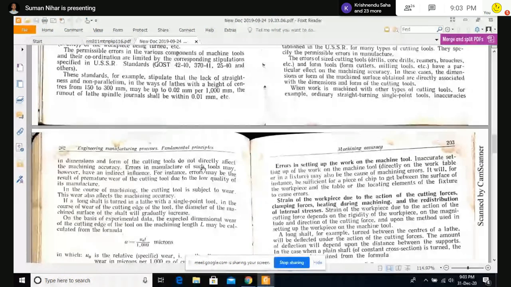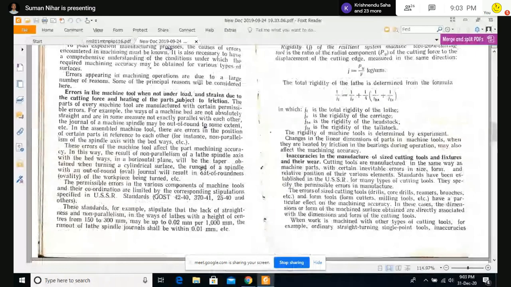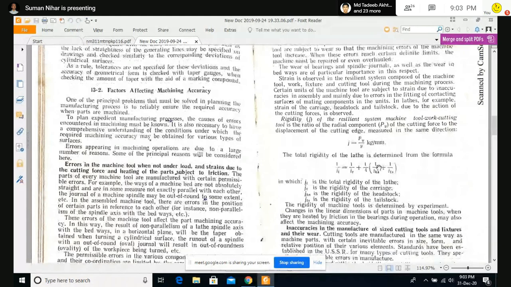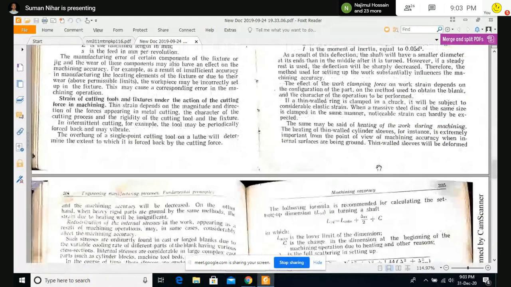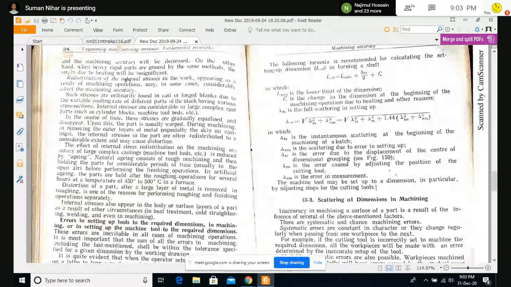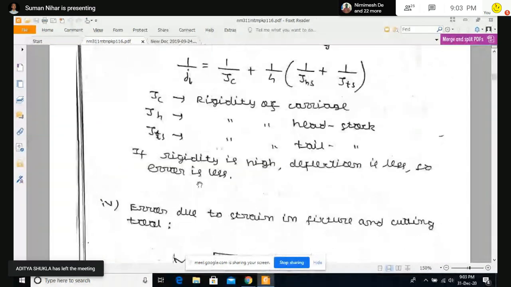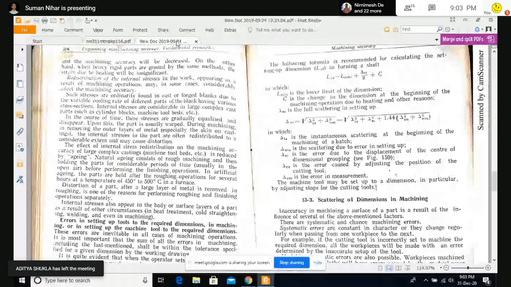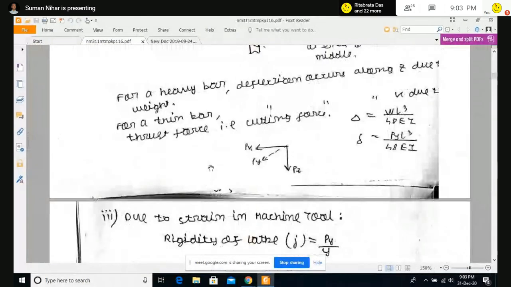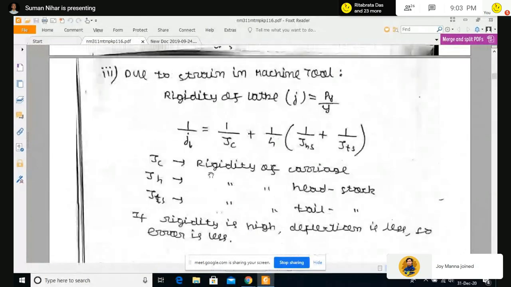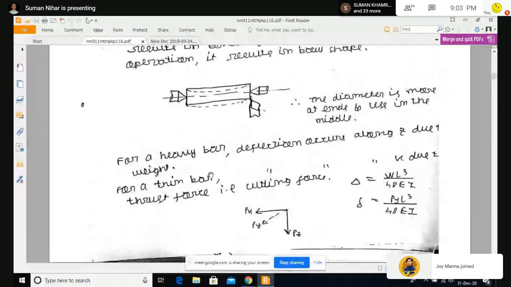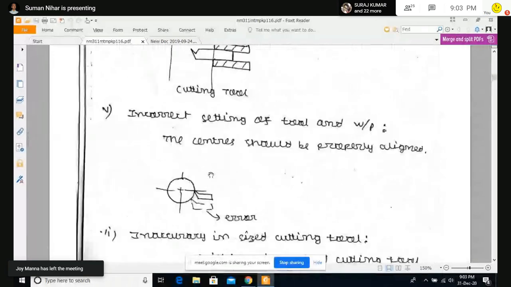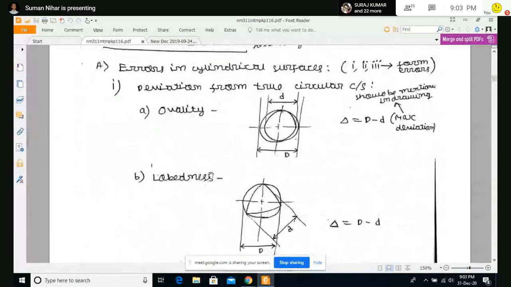under this headline, that is factors affecting machining accuracy, the main key points have been written in these few points with the diagram. So if you read this PDF once, this has been summarized here. Could you understand what I said now? Okay. Yes sir, we understood completely. Okay. So this part you have to read.